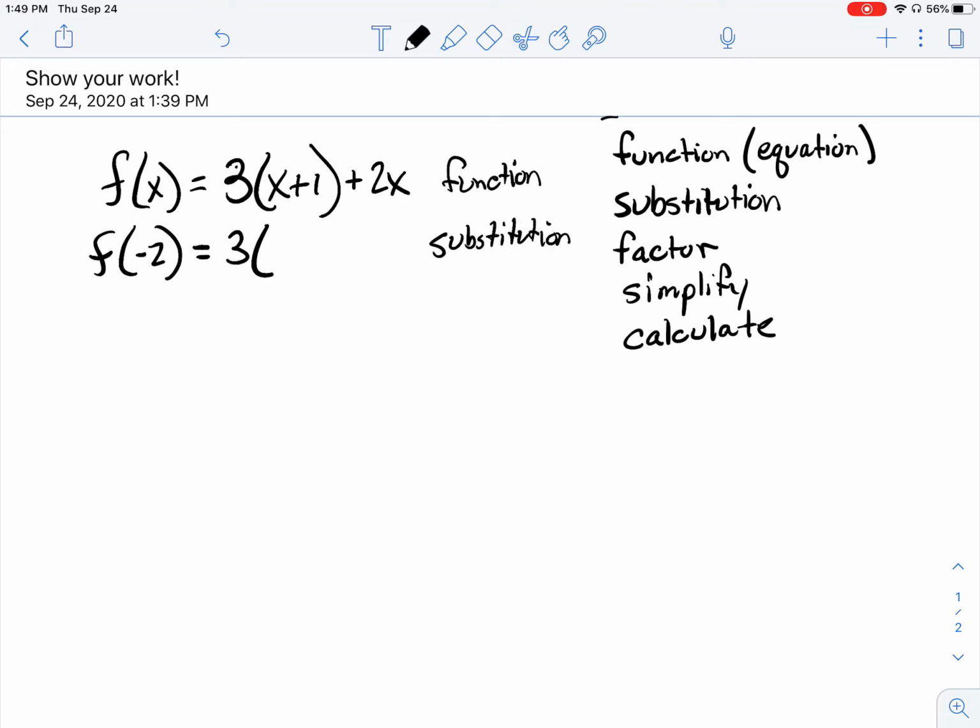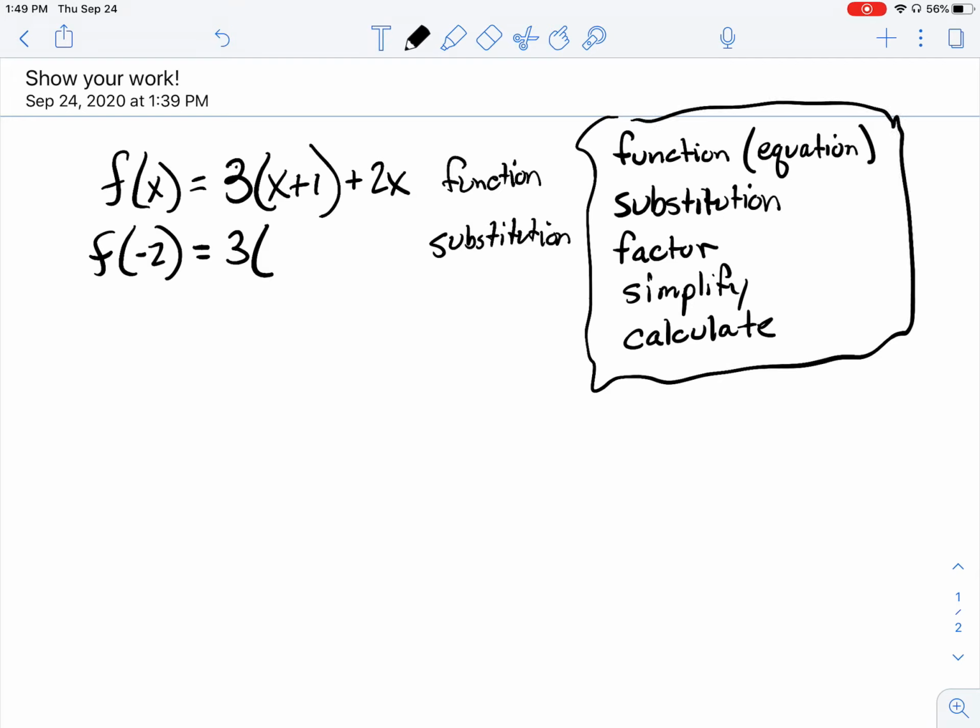So I'm pulling from my toolbox over here of things that I can do to solve this function. So I substitute in -2 plus 1 plus 2 times -2. So I have carried out a substitution. I have replaced all instances of x with the -2. So then we have a situation here where we're going to apply PEMDAS.